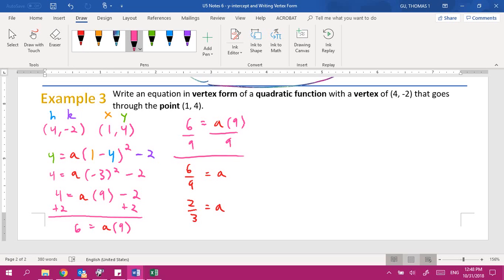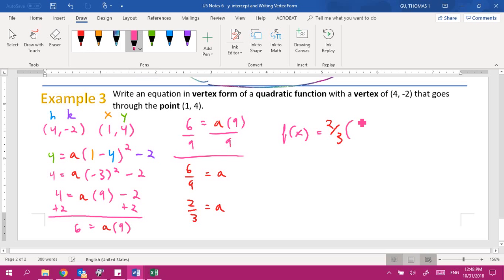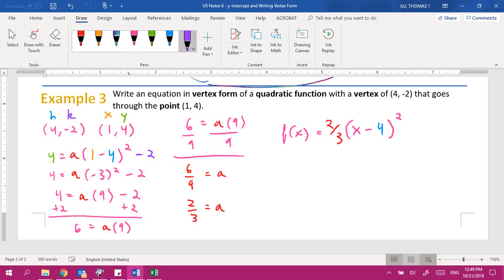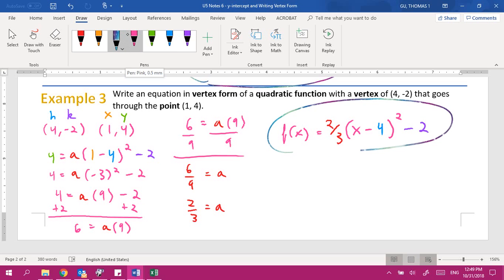So now how do I write my equation then? f of x, we always start with f of x, remember? Equals 2/3, because now I know my a, 2/3. Parentheses, x minus 4, that's right, squared, and then -2. And that would be your equation of a quadratic function that has a vertex of (4, -2), and it goes through the point (1, 4).